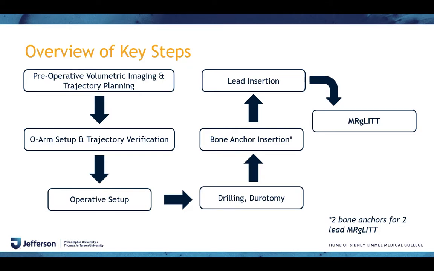This slide illustrates the overview of the key steps done at our institution. Following volumetric imaging and trajectory planning, we used the O-arm in order to verify the trajectories and also measure the thickness of the skull. The operative setup is completed, followed by drilling and durotomy, and then the bone anchor is inserted. Of note, this case used 2 bone anchors for 2-lead MRG-LITT. After bone anchor insertion, the leads are inserted into the bone anchors and secured into place. Following that, the MRG-LITT can begin after the patient is transported to MRI.